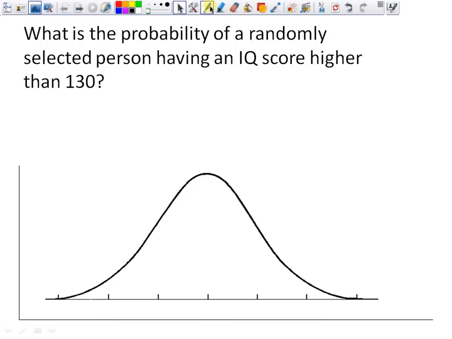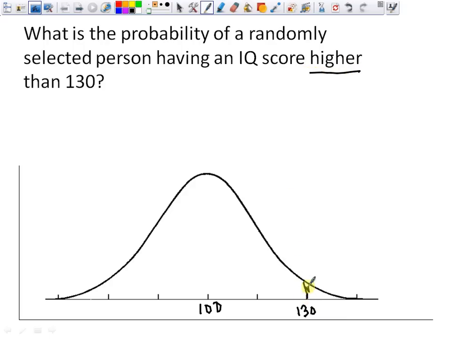So here's an example. What is the probability of a randomly selected person having an IQ score higher than 130? Well, we said earlier that this is 100, the mean. The mean's right in the middle. This is 115, this is 130. So 130 is two standard deviations above the mean, and we're trying to find the probability of getting a score higher than that.